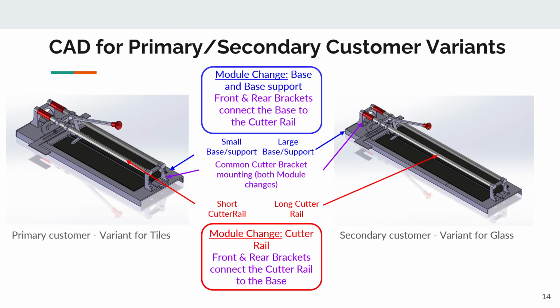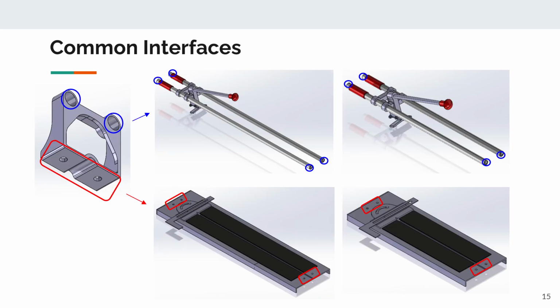The first module change for the secondary customer is to the base and base support. The base and base support increase in size to handle larger glass panes and can be seen in blue. The second module change is to the cutter rail. Length is increased to control scoring over the longer distances required for larger glass panes and is highlighted with red arrows. The common interface for both of these changes is the front and rear cutter mounting brackets, which are shown in purple.